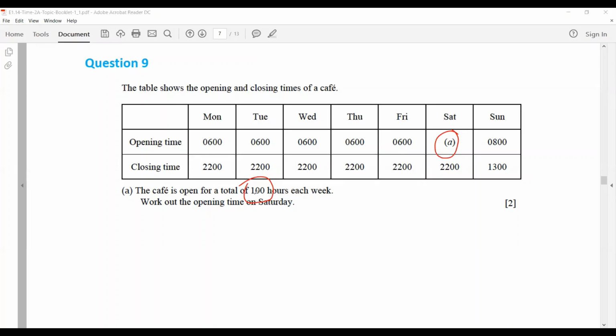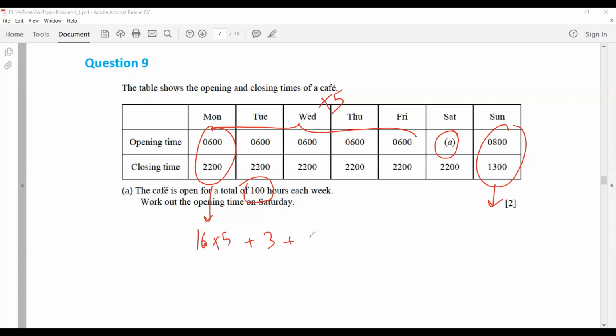So it's okay. What we need to do is to see, hopefully from Monday to Friday, it's fixed. Let's say each day, how many hours is that? Well, we have 22 minus 6. That gives us 16 hours. And how many we have? We have 5 days, right? So plus this guy right here is 13 minus 8. It's just 3 hours on Sunday.